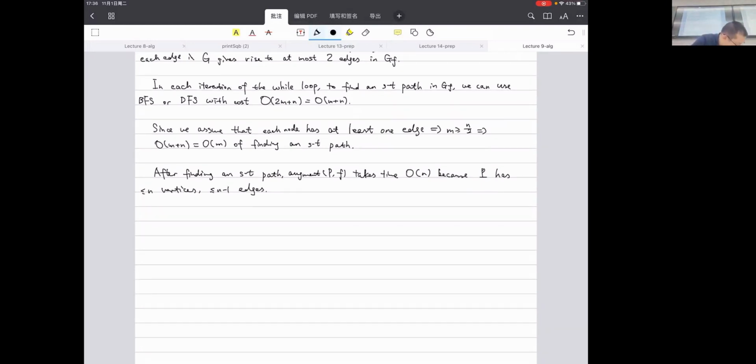And after that, given the new flow F prime, I guess the remaining thing is that we need to update the corresponding residual graph. But to update the residual graph, we just need to take care of each forward edge and backward edge. This is not something very difficult. We can build the new residual graph in O of m just by going through all the edges in G.